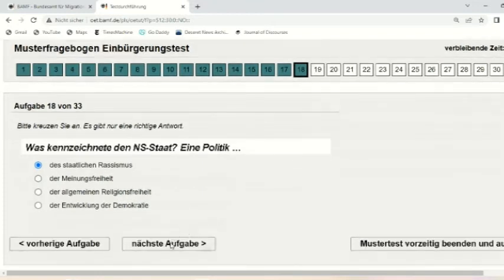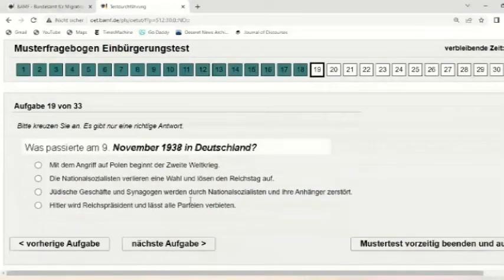Question 19. Please don't make fun of me for this one. I am not great at exact dates. What happened on the 9th of November, 1938 in Germany? The Second World War began with the invasion of Poland. The Nazi Party lost a vote to disband and disbanded the Reichstag. Jewish businesses and synagogues were destroyed by Nazis and their followers. Hitler became president and forbade all other parties. So I know 1938 was the beginning of the Second World War. I think all of those things happened, but I'm not sure which one happened on that exact date, so in the end I had to guess.